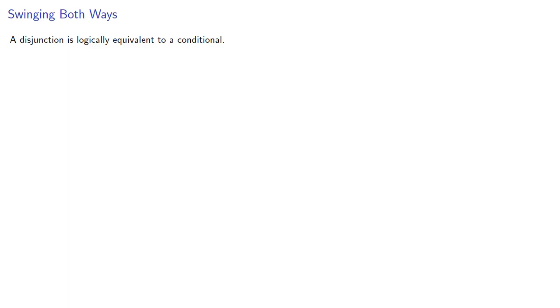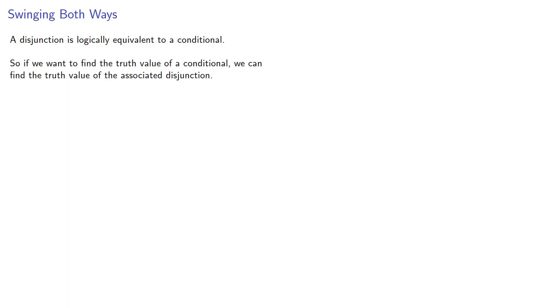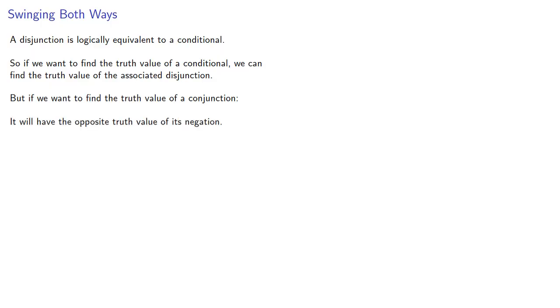So a disjunction is logically equivalent to a conditional. So if we want to find the truth value of a conditional, we can find the truth value of the associated disjunction. But if we want to find the truth value of a conjunction, it will have the opposite truth value of its negation, which will be a disjunction, which will have an associated conditional.